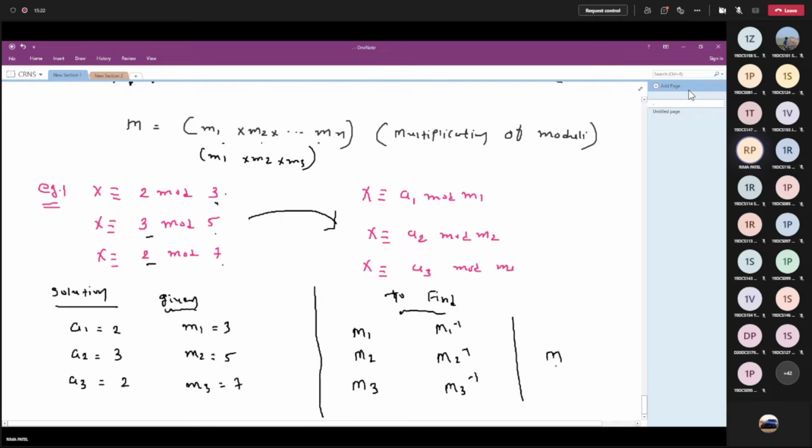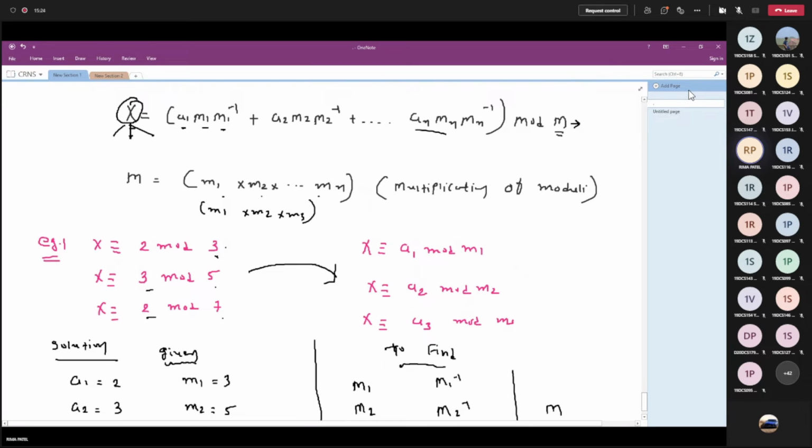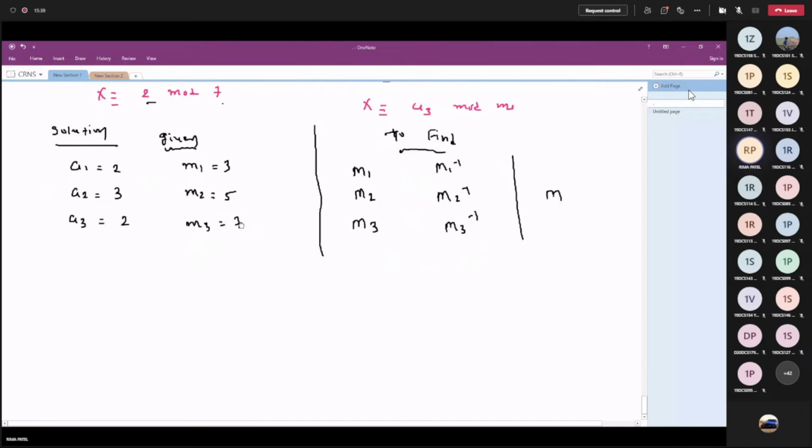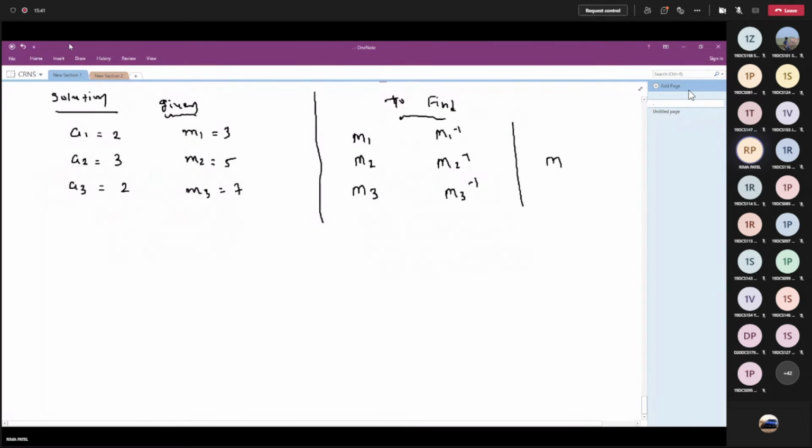I also need to find M. Again, we can go through the equation. See, I need to find what? Mod M. So I should have the value of M. Now finding the value of M is very easy. I just need to multiply all the moduli. So let us just find it out.